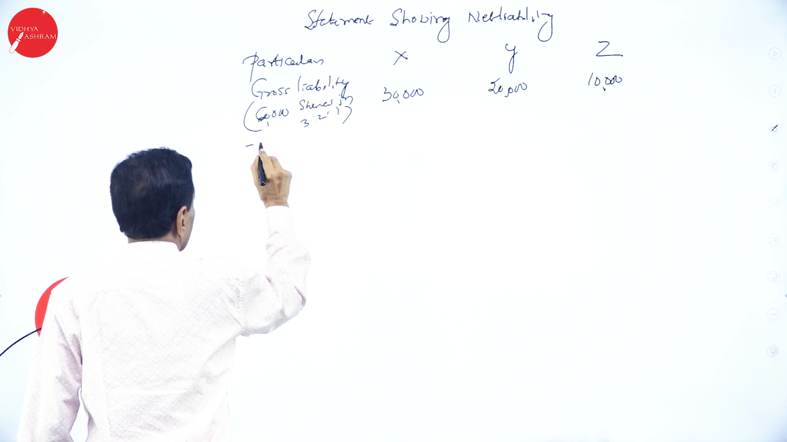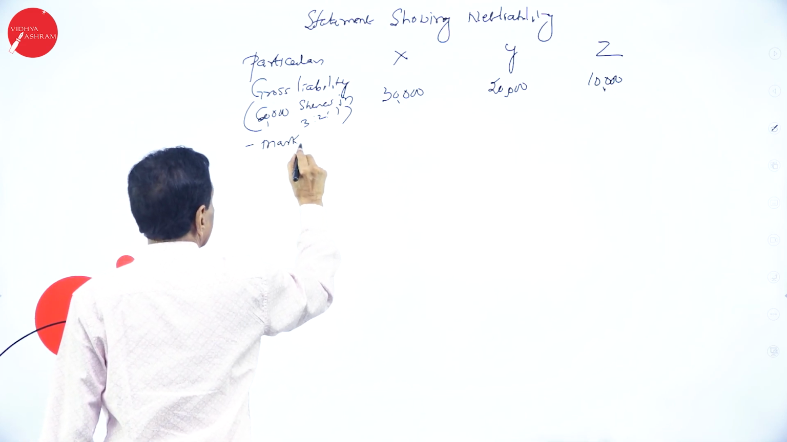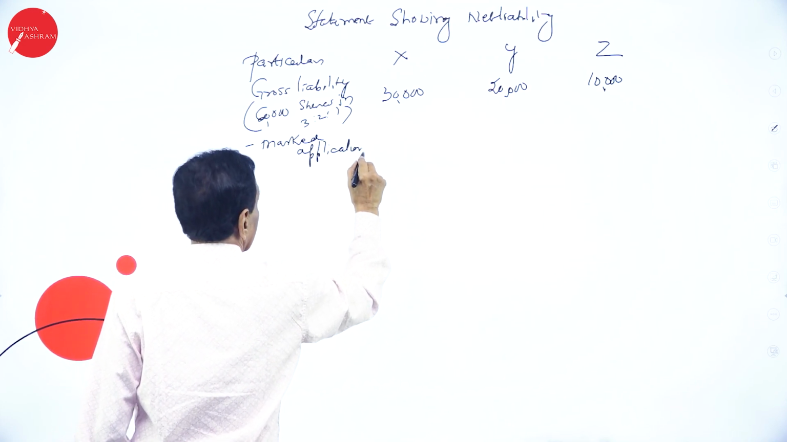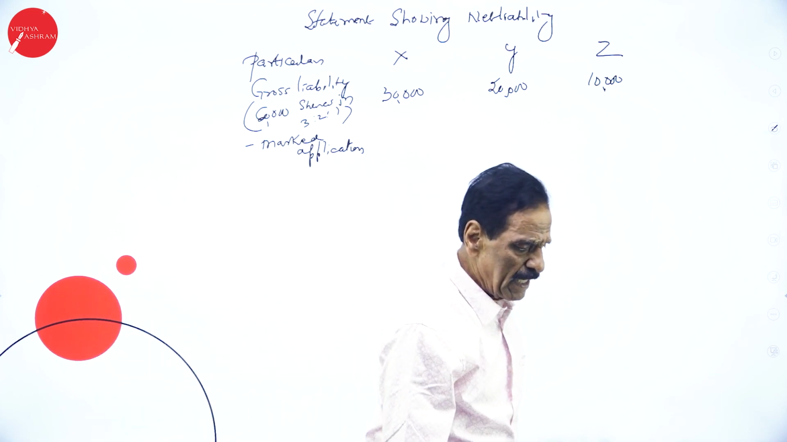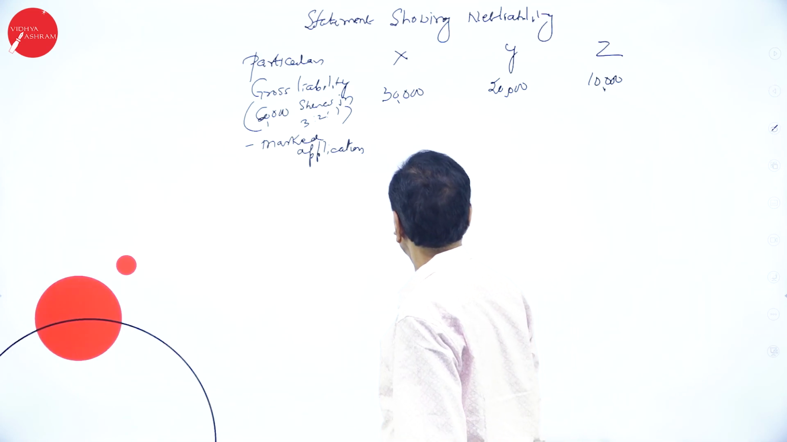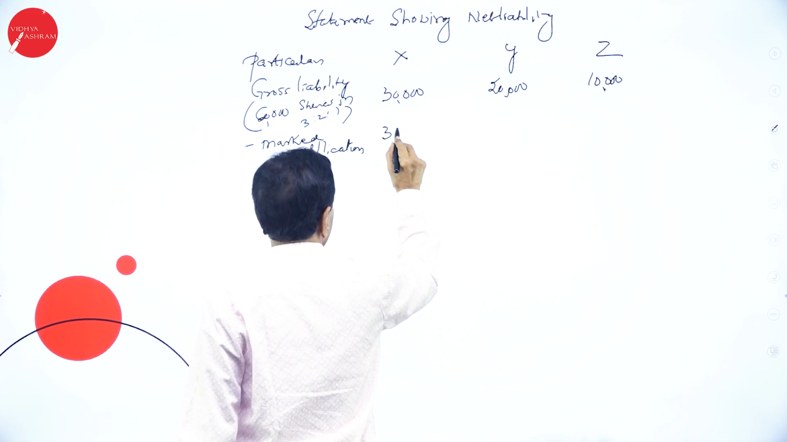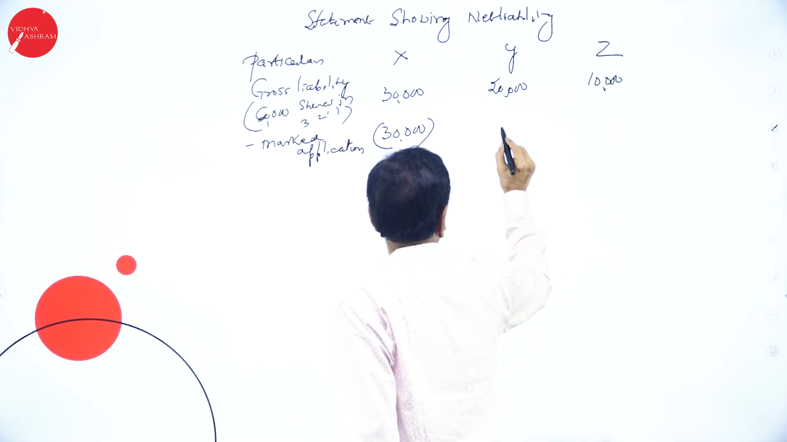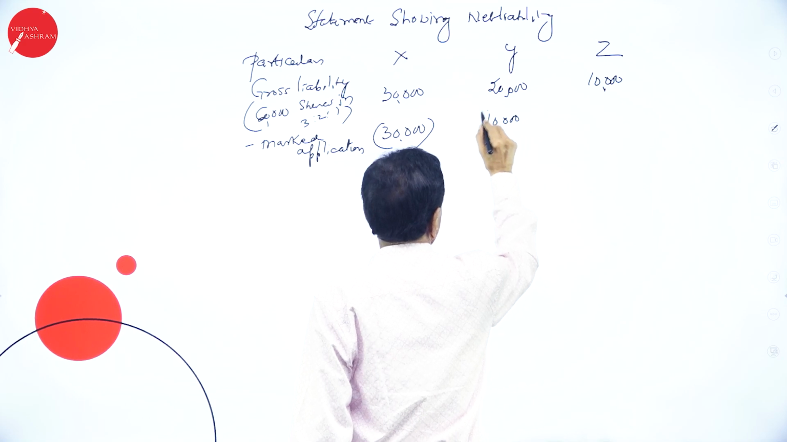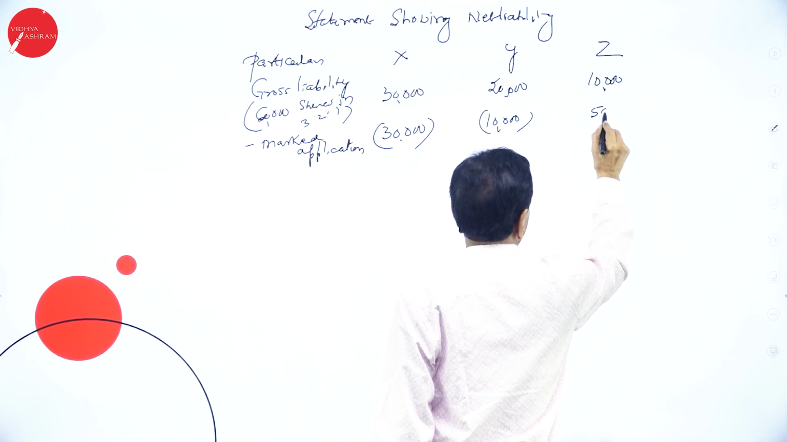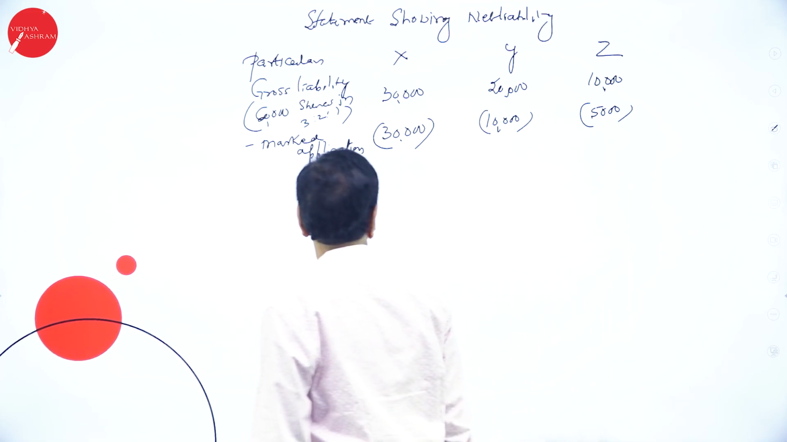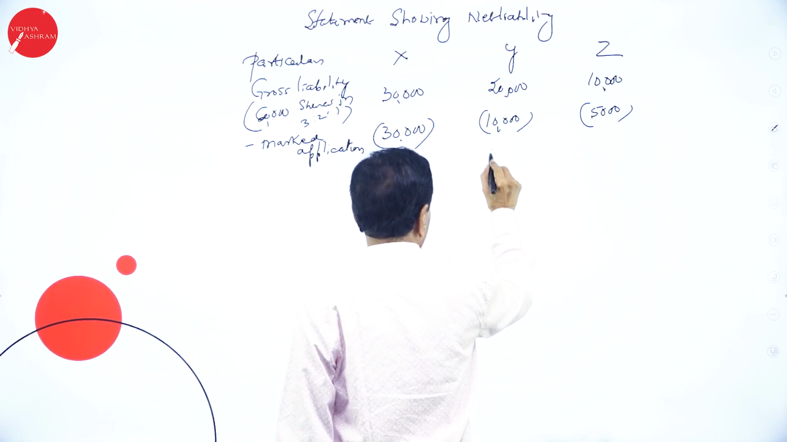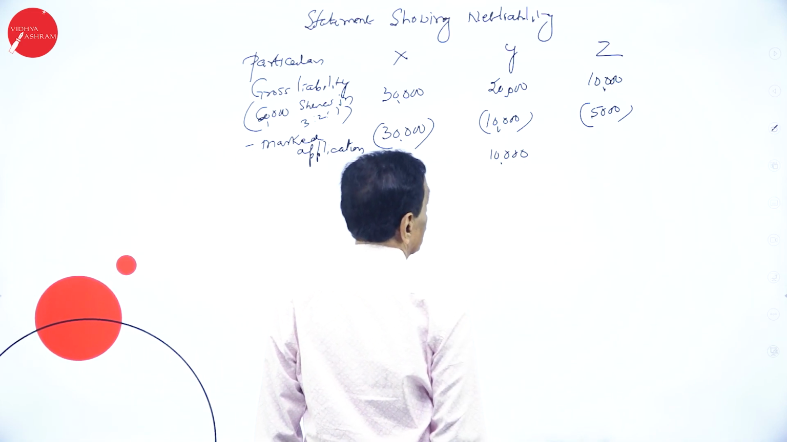Minus marked applications. So how much marked applications are there? 30,000 goes to X, then 10,000 goes to Y, 5,000 goes to Z. Then deduct. This is nil. This is 10,000. This is 5,000.